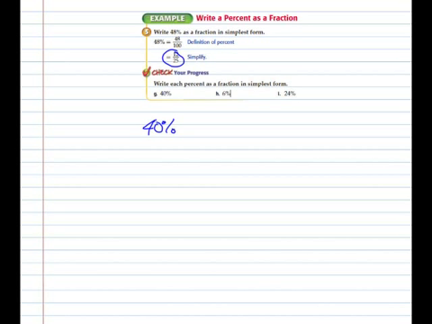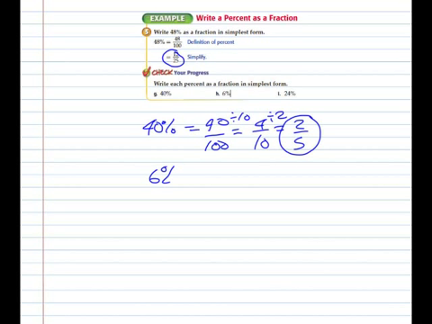40% becomes 40 over 100, which becomes 4 over 10, which becomes 2 over 5. Divided by 10 here, divided by 2 here. The resulting fraction is 2/5. Could have divided by 20 right away, though I'm not really concerned about greatest common factor.